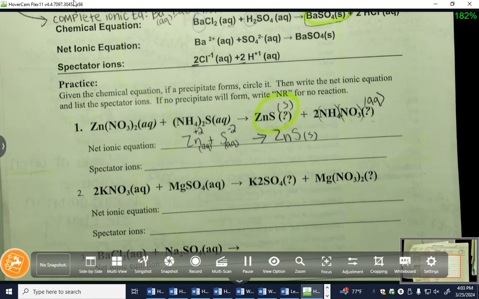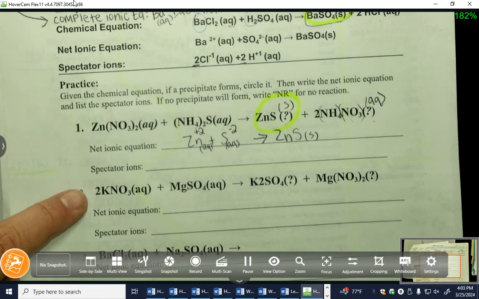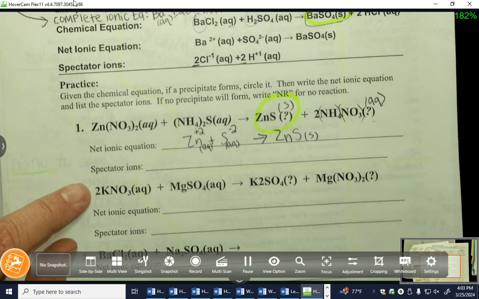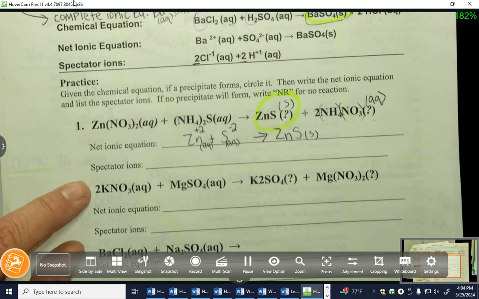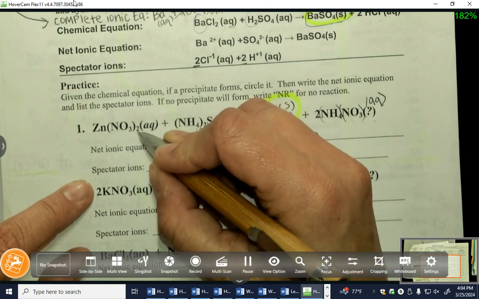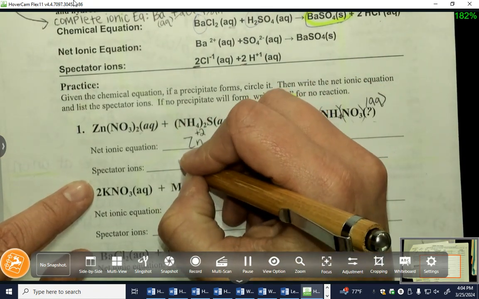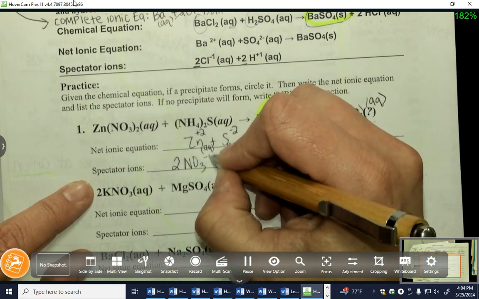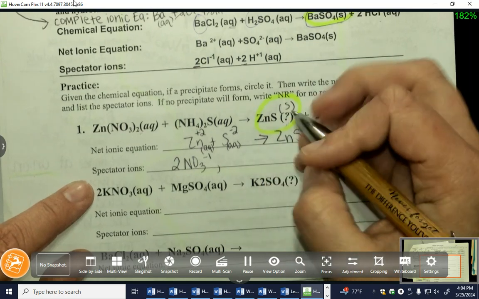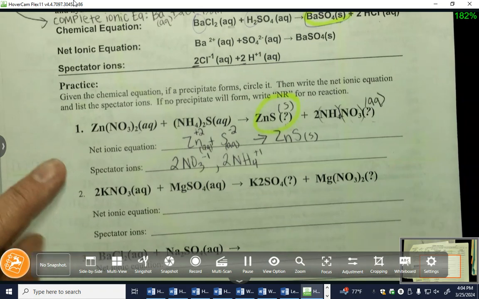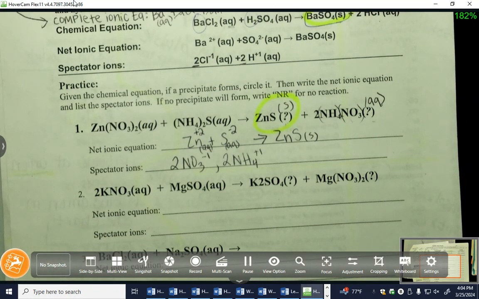Yeah. Okay. Spectator ions. So who are our spectator ions here? I agree. But who is that? Nitrate, but there is a little 2, so what do I have to have? A coefficient. So 2 nitrates with a -1 and 2 ammoniums with a +1. Okay?